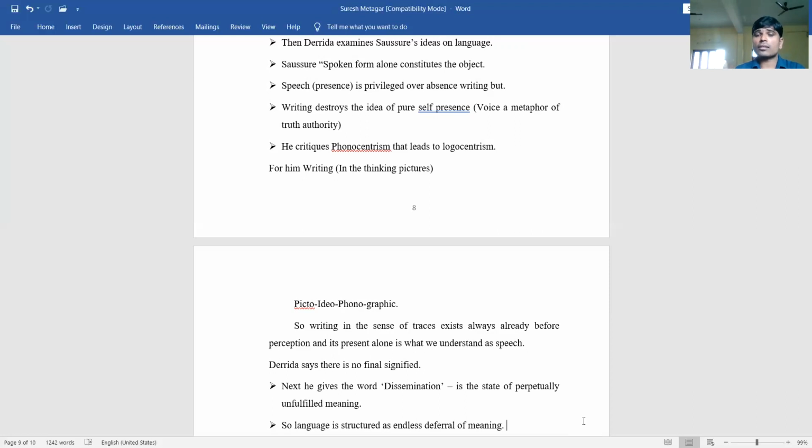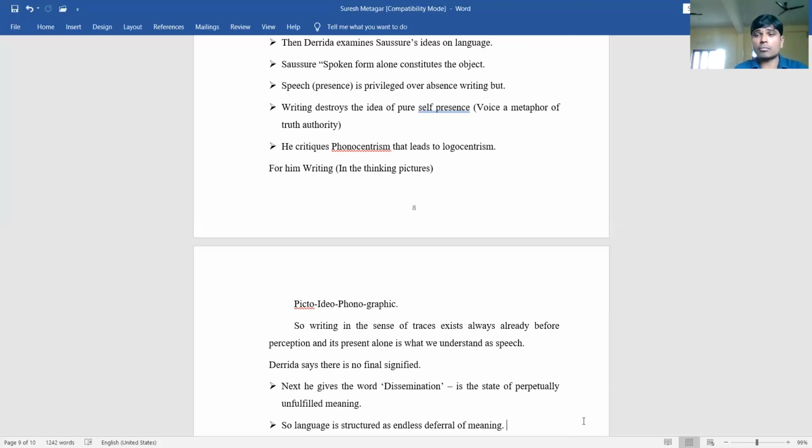Traces means the absences. For example, when I say man, the absence of woman was always there in my mind. If there was no woman at all in this world, I would never think of man.